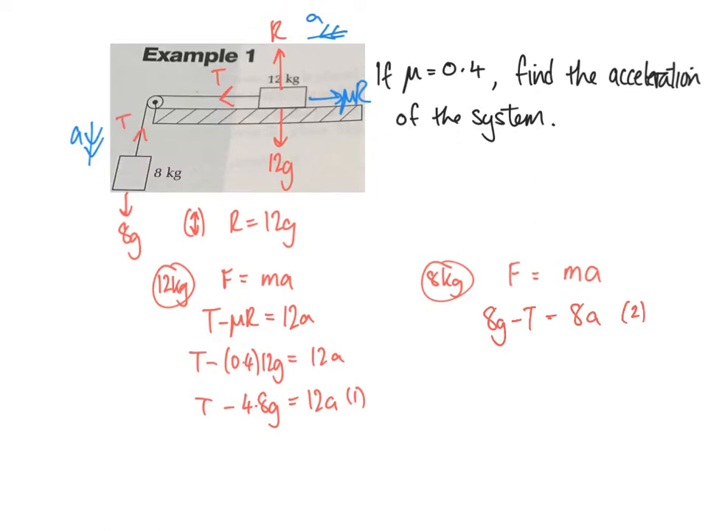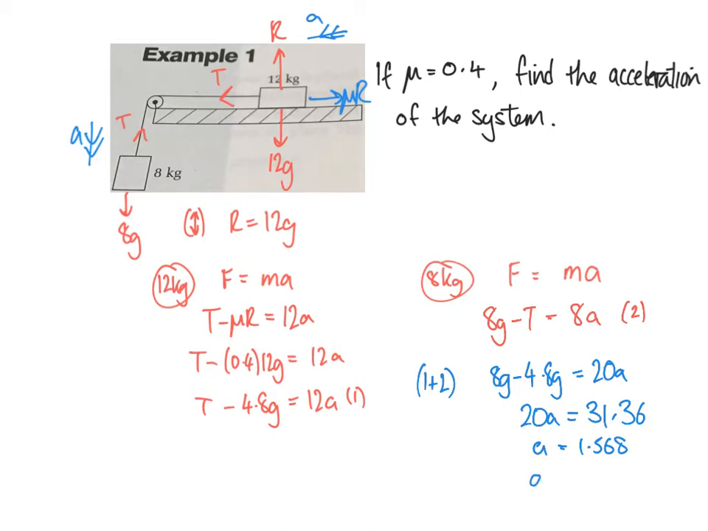Now, if we take those two equations and as always add those two together, the tensions cancel out, and what we get is 8g minus 4.8g is equal to 8a plus 12a, so 20a. 20a equals, that works out as 31.36, and so a equals 1.568, or let's do it to three significant figures, 1.57 meters per second squared to three significant figures.